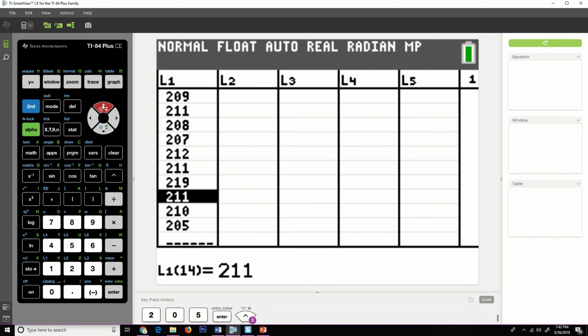Just a real quick check. The 8th piece was 211. That looks right to me. Okay, so I think I've got them all entered in correctly. I'm sure you'll correct me if I'm wrong.